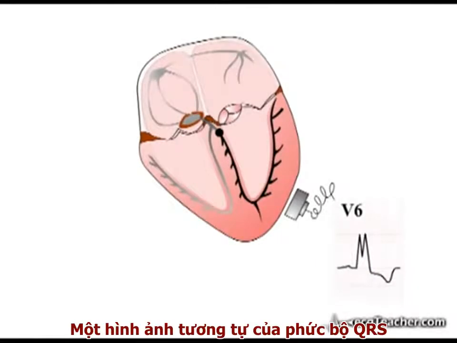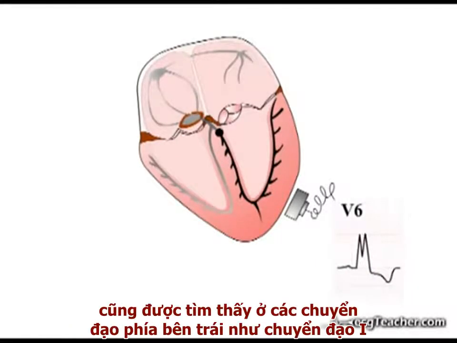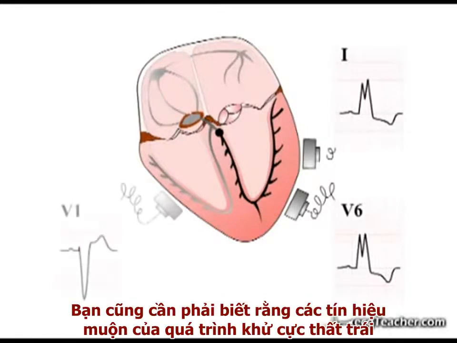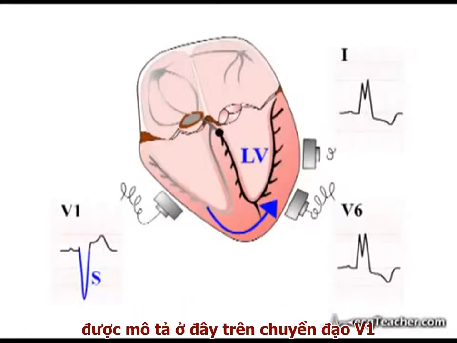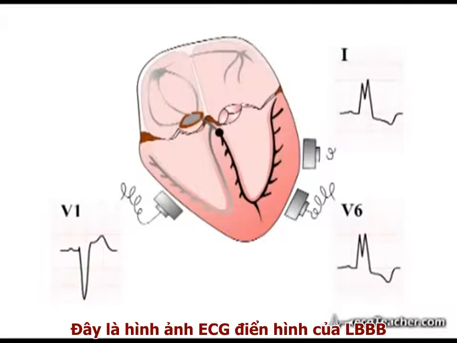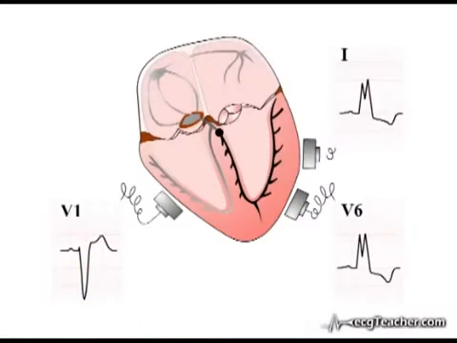A very similar QRS morphology is produced in the left-sided frontal lead, lead 1. You should note also that the delayed signal from left ventricular depolarization results in deep, wide S waves in the right-sided chest leads, illustrated here in V1. These are the classical ECG findings described in left bundle branch block.